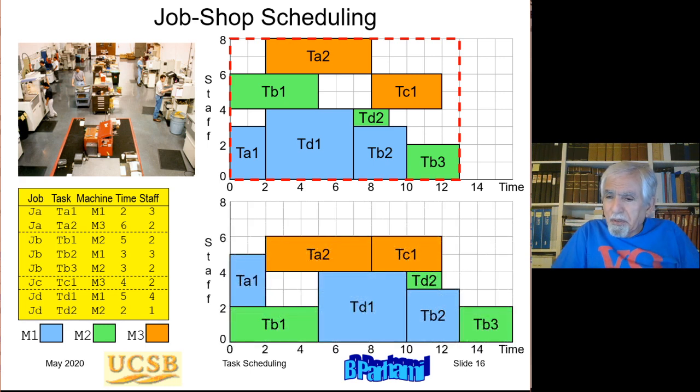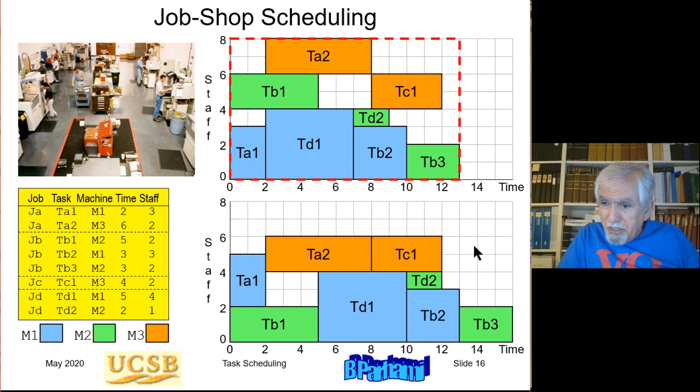Here is another schedule. Again, it's easy to verify that this schedule satisfies all the constraints. Notice that the blue boxes do not overlap. They're not stacked. The orange boxes are not stacked. The green boxes are not stacked. Okay? Therefore, all the constraints about one machine being used for one thing at a time are satisfied. This one requires 16 time units, but only 6 employees, 6 staff members.